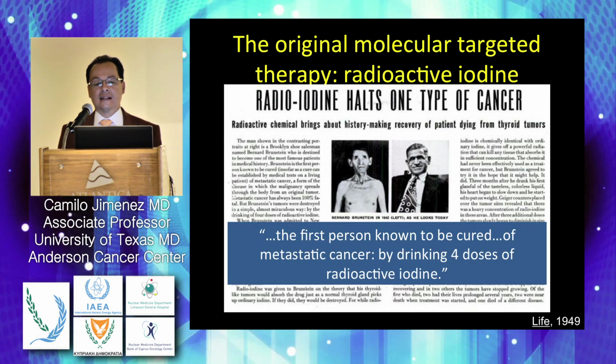This is the classical paper that published that radioactive iodine therapy was effective for the treatment of thyroid cancer. If you look at this, this was not published in a scientific journal. It was published in Life in 1949.